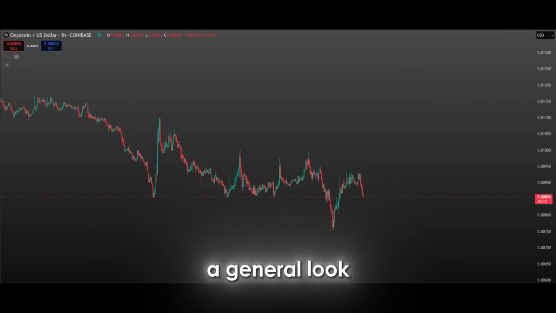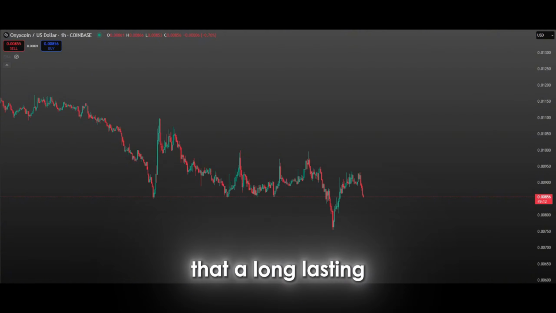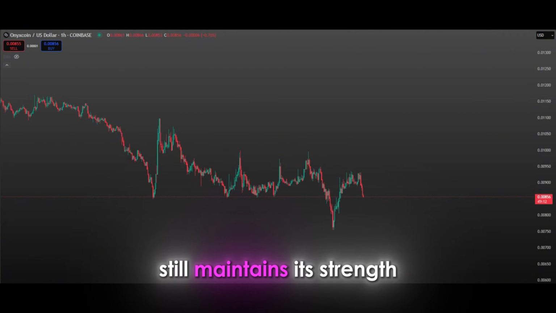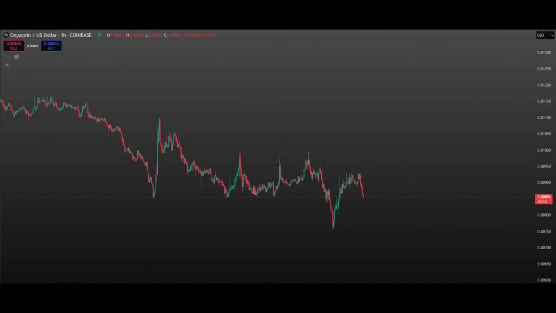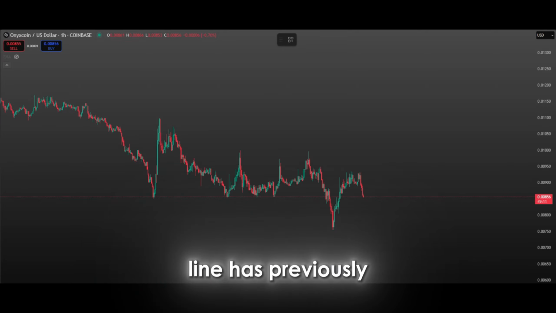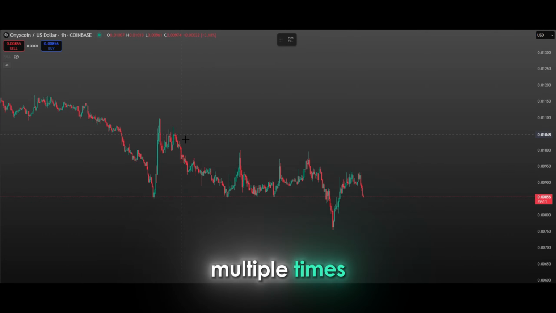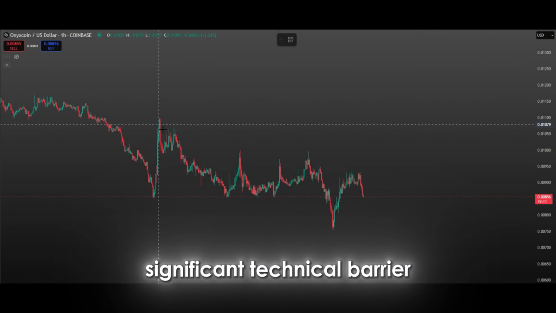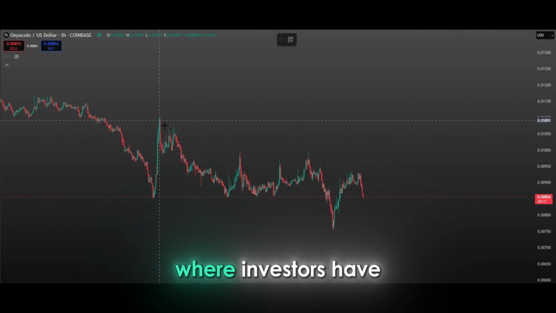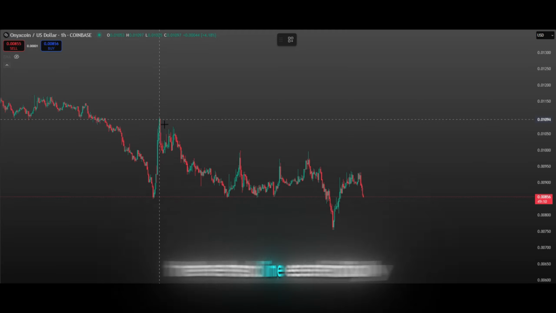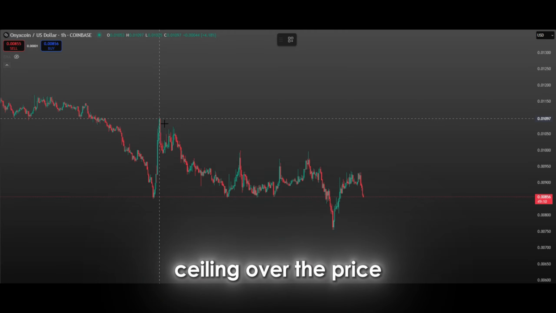When we take a general look at the chart, we can see that a long-lasting descending trend structure still maintains its strength and validity. This descending trend line has previously determined the direction of the price multiple times, acting as a significant technical barrier, where investors have increased selling pressure. The trend line essentially acts like a ceiling over the price.